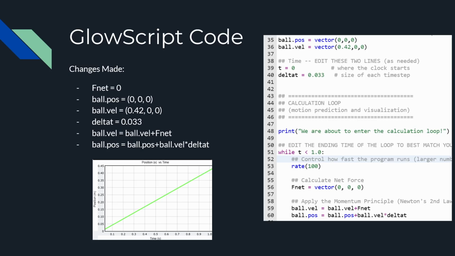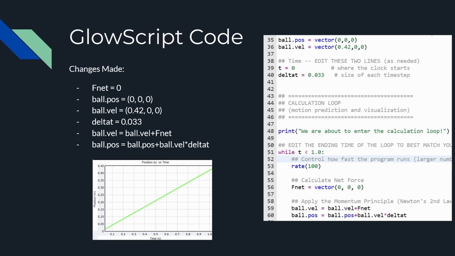It shows the computational model and GlowScript that was used in order to simulate the position versus time. I used a Lab 1 starter code with a couple of minor changes. The biggest change was changing the net force to be equal to 0 in the simulation. I also set the initial position of the ball to be 0, 0, 0, which is the origin. Finally, I set the initial velocity to about 0.42 meters per second in the positive x direction. I also set the time step delta t equal to 0.033 seconds, which matches about 30 frames per second.